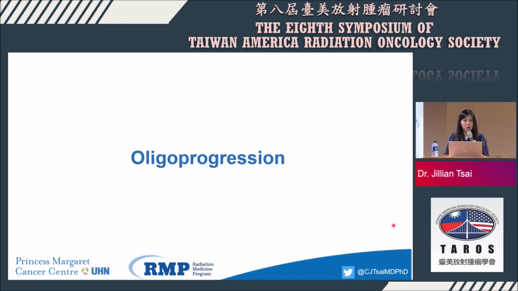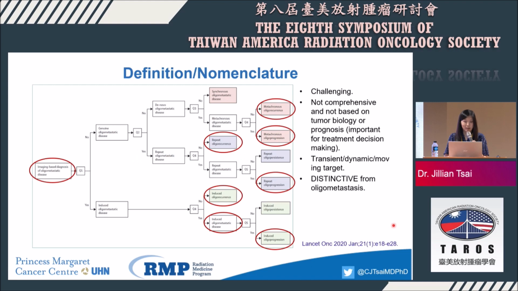But I want to switch to oligoprogression first, because this is not as discussed, but I think it would be very interesting. So what is oligoprogression? When we define oligometastases, it's already challenging in that there are various definitions of 1 to 3 sites or 1 to 5 sites of metastases. But when we talk about oligoprogression, it's even more challenging. There is no standard definition, and many attempts to define this phenomenon are solely based on the clinical scenario, not on the biology of disease.